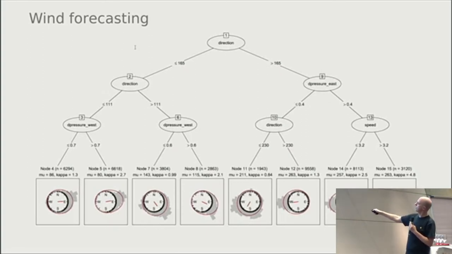And then we have here a difference in air pressure, which would tell us if this is very high, and also the current wind speed is very high, then we're very certain that the wind will stay in western direction, so the concentration is really high, whereas if the pressure is lower, and also the wind direction is maybe not that sharply focused, we get a lot more variation. And similarly on the other side.